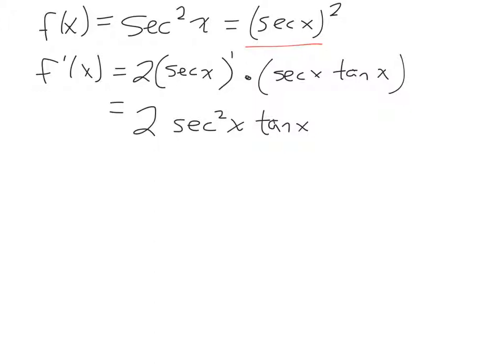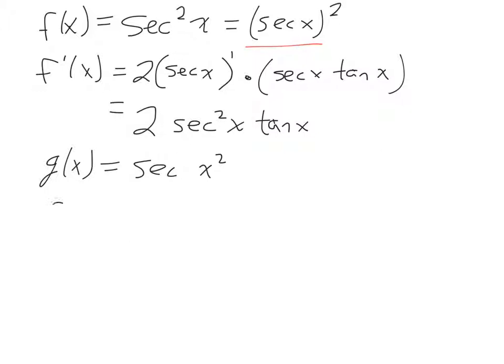Okay, now that's different than, let's say I had a different function that was secant of x squared. Okay, it's a very subtle difference, but notice here my squared is on the secant. I'm squaring the secant. Here only the x is being squared. So in this case, the secant is my outer function, x squared is my inner function. Back up here, secant is the inner function, and the squared is the outer function.